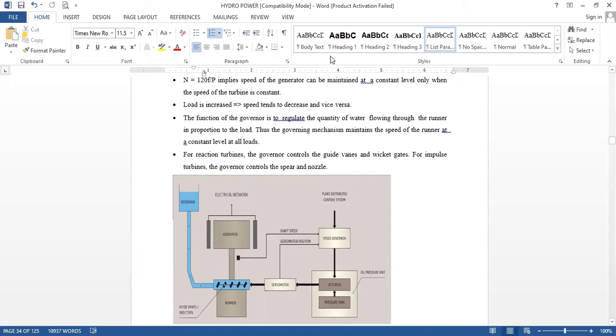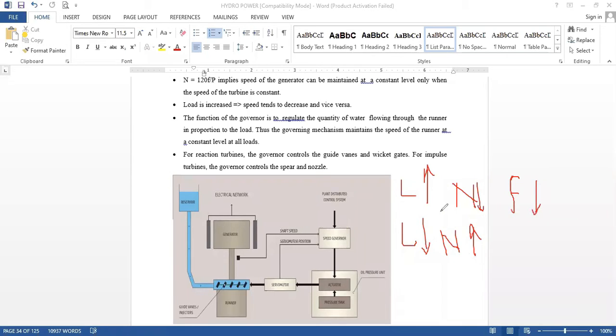When there is an increase in load, the speed tends to decrease and vice versa. You might have studied this particular relation in machines. Whenever there is an increase in load, at that point of time the speed is going to decrease. And whenever there is a decrease in load, the speed will increase. I can add one more relation here. Whenever there is an increase in load, the speed is going to decrease, as well as the frequency. In the reverse condition, whenever there is a decrease in load, the speed is going to increase, as well as the frequency.